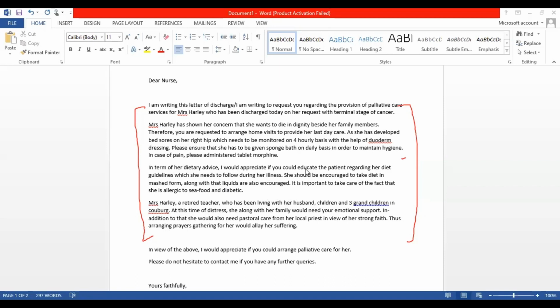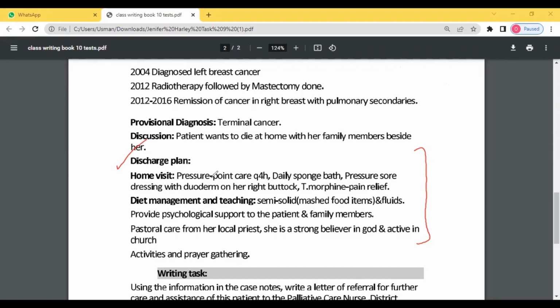Regarding language, most of the language we have been using is in the present form and in the instruction format. Like, she has developed bed sores, present form. If you could educate the patient regarding the dietary guidelines she needs to follow, this is something we are writing in the present simple as per the instruction. So we'll try to address all the criteria with reference to the marking criteria documented in detail in the letter of discharge, but it should be in instructional format. Before we proceed further, if you'd like to ask any question, please feel free to ask me.